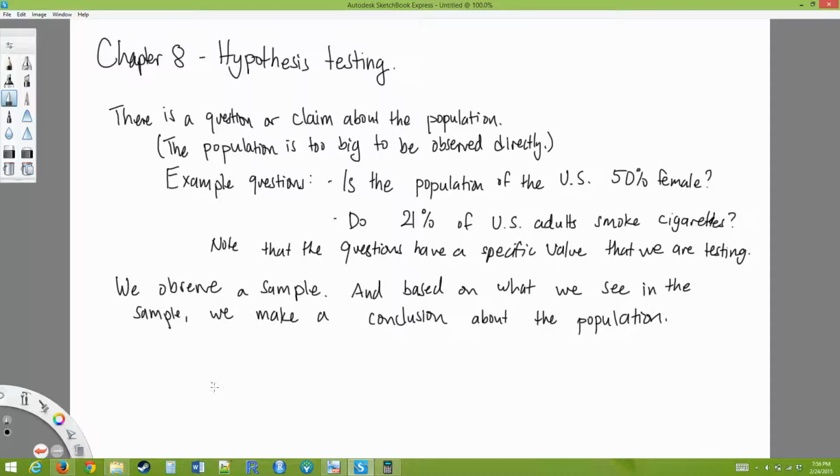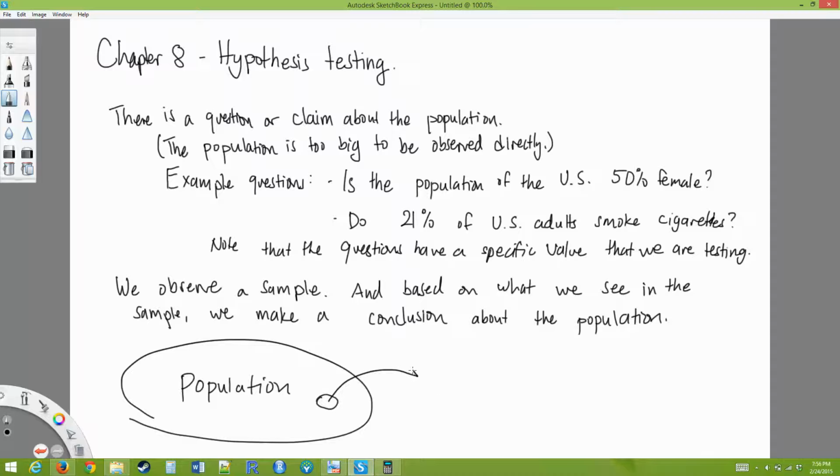Okay, so again, in every scenario in statistical inference, we have a population. It's a big thing. We cannot observe it directly, so from that population we take a little piece out. This is called our sample, and we study the sample, and assuming that our sample is random or is a representative sample of the population, we make conclusions about the population based on this sample.